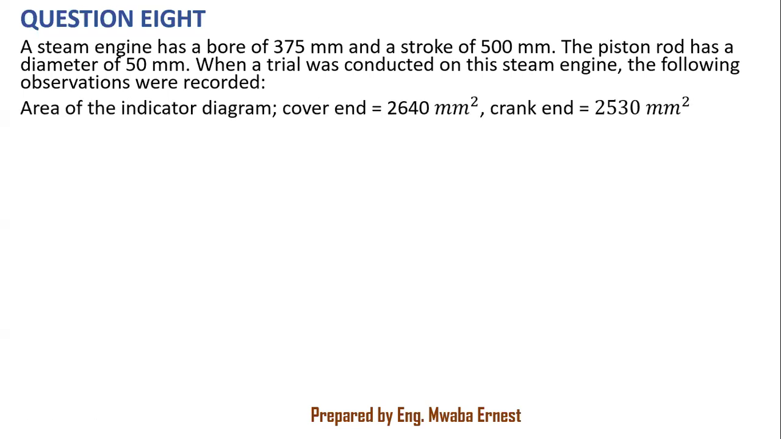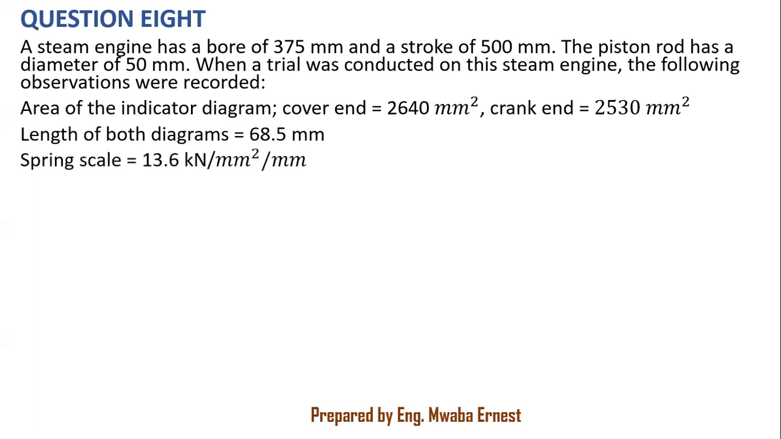Area of the indicator diagram, the cover end is 2,640 square millimeters. The crank end is 2,530 square millimeters. Then the length of both diagrams, meaning each of them, is 68.5 millimeters. Then we also have the spring scale. The spring scale is 13.6 kilonewtons per square meter per millimeter.